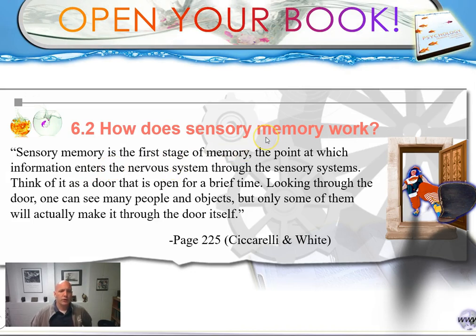Think of sensory memory as the first stage, the point at which information enters the nervous system through the sensory systems. Think of it as a door that is open for a brief time. Looking through the door, one can see many people and objects. But only some of these people and objects will actually make it through the door itself.